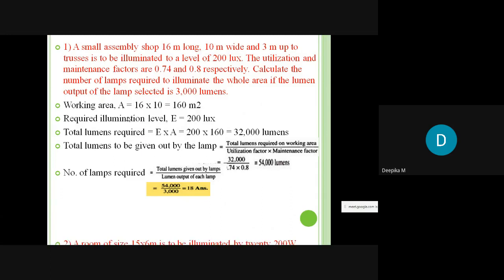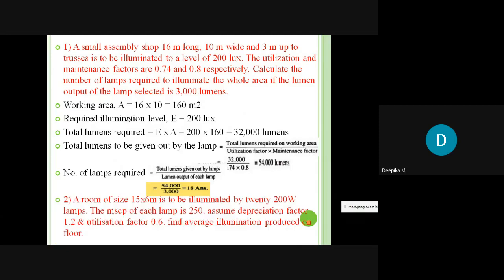So the second problem is very important, and these kinds of problems will usually be asked in your exams. So the second problem will go like this.